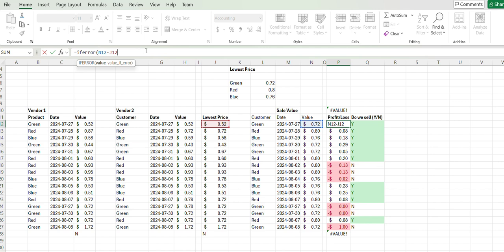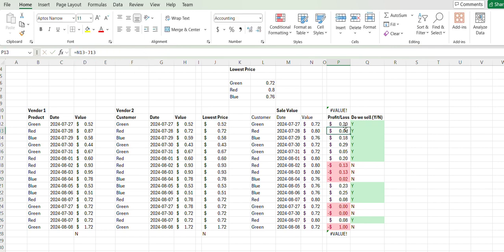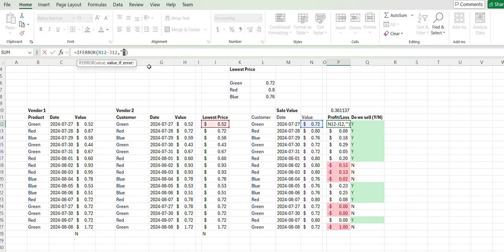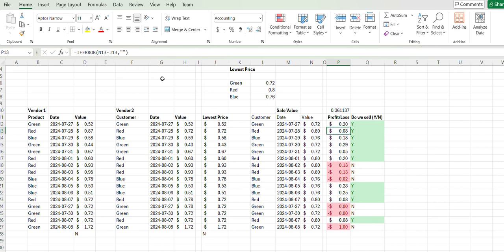Every time I'm in a sheet, I'm using if error. We want to say that if there's an error, 0. Or frankly, you can go like this and make it nothing. Watch this. Or, you know what? Let's keep it numerical. Boom. Watch the 0 pop back up.